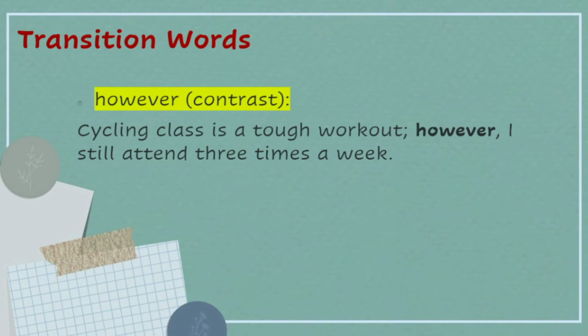First, however. This functions as a contrast. Just an example here: cycling class is a tough workout; however, I still attend 3 times a week. We can see the semicolon, then the however. After the however, we can see the comma, then another main clause, which is I still attend 3 times a week.